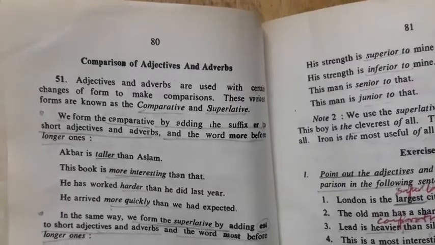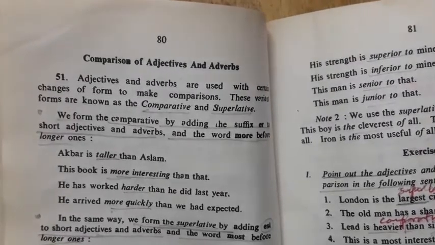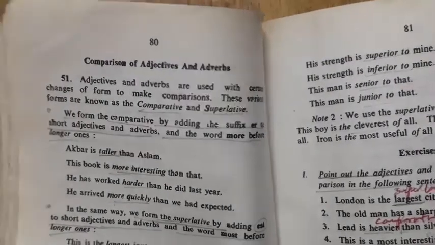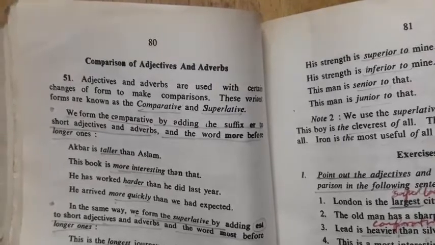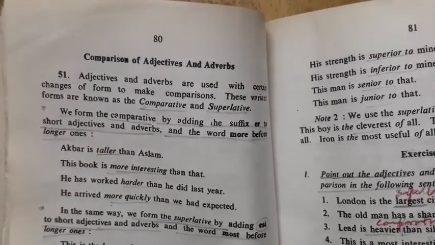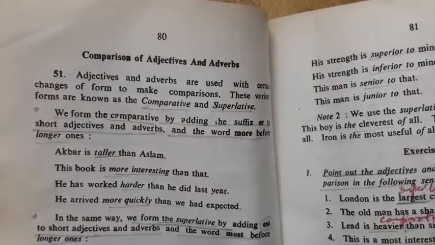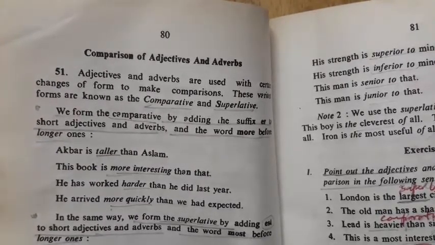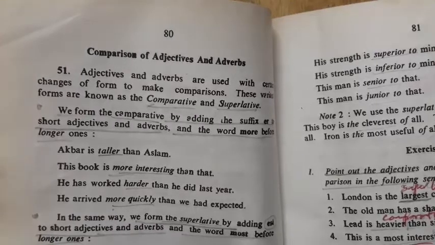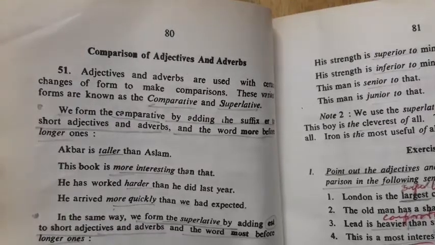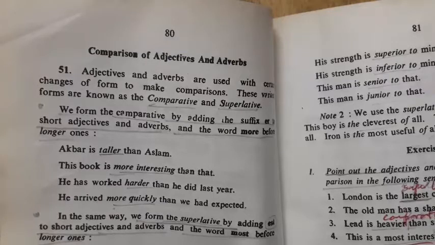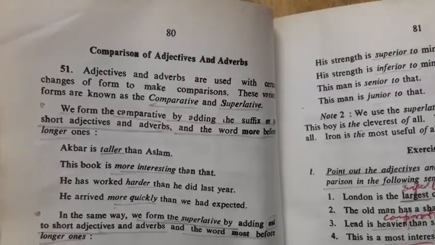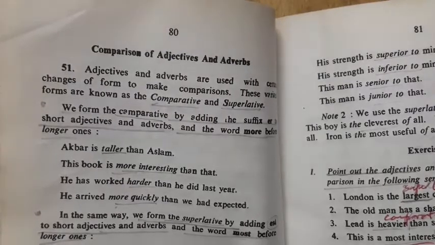Adjectives and adverbs are used with certain changes of form to make comparison. These variant forms are known as comparatives and superlatives. Well, we have already read all these things in class 6. If you remember, we have already done equative adjectives, comparative adjectives, and superlative adjectives.